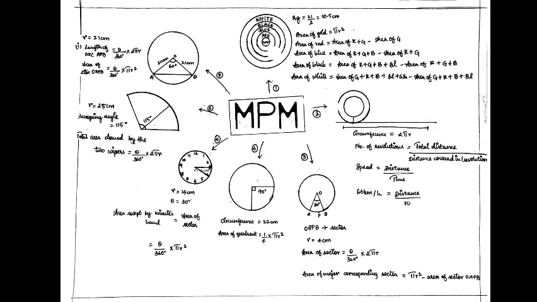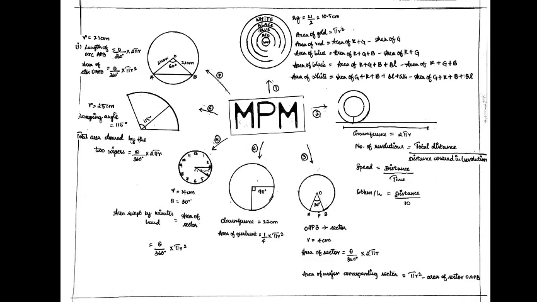Next figure is based on quadrant. They have given the circumference is 22 centimeter and the formula of area of quadrant is 1 by 4 into pi r square. So we are going to find out the area of quadrant. Fifth figure, they have given that the radius is 14 centimeter and the theta is 30 degree. So we are going to find out the area swept by minute's hand.